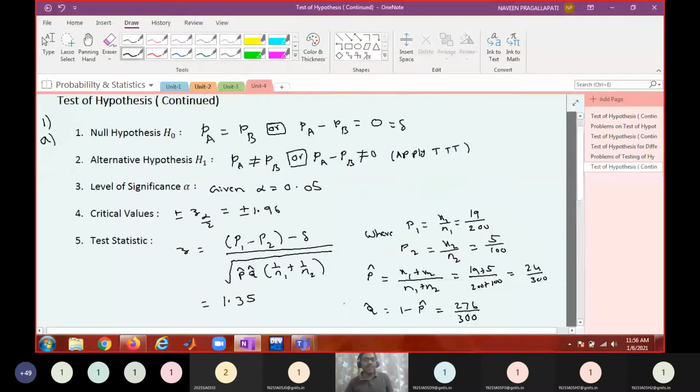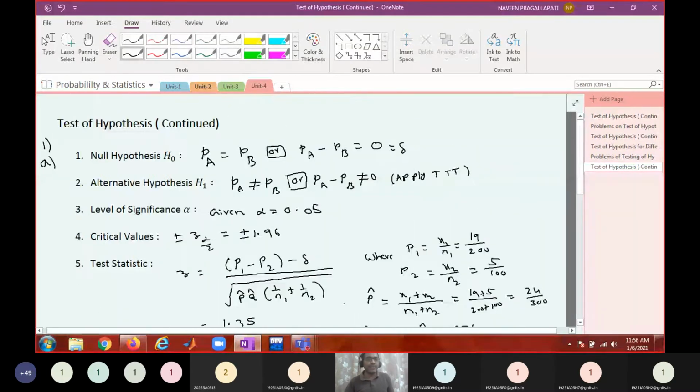Therefore we can assume that both have the same proportions. Both populations have the same proportion of defective items. The proportion of defective AC machines produced by company A and company B is the same. There is no significant difference. That is what we can say. Is it okay?